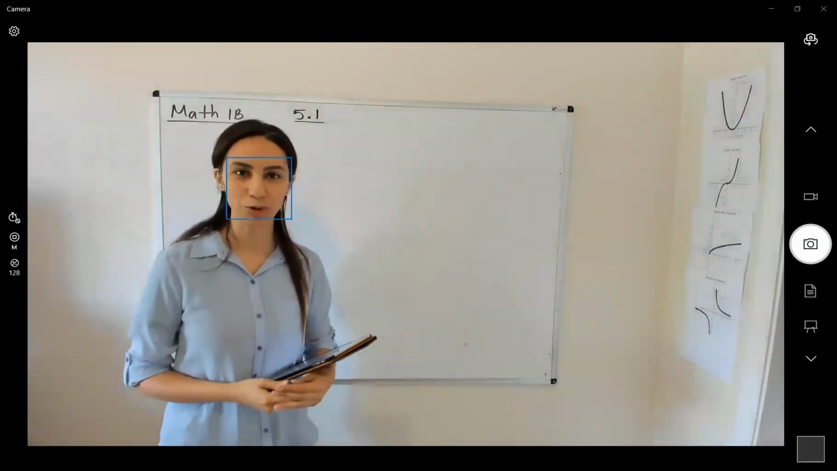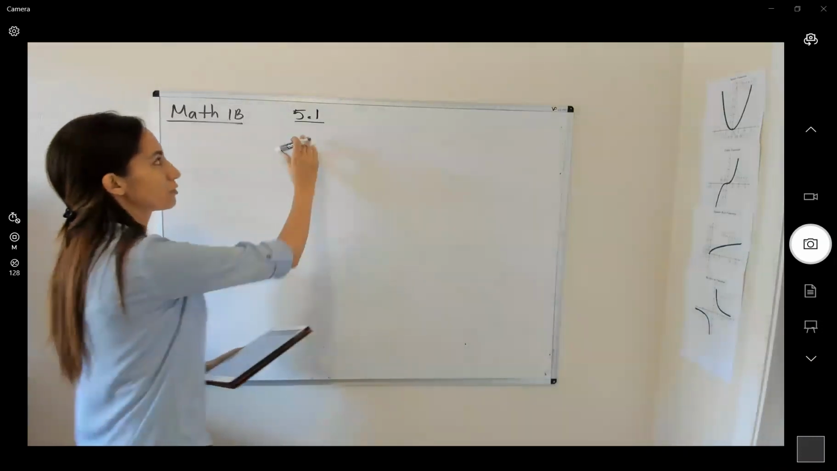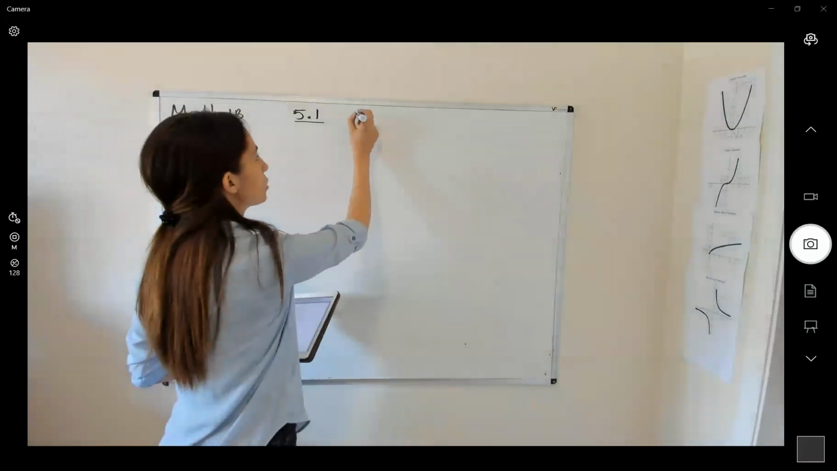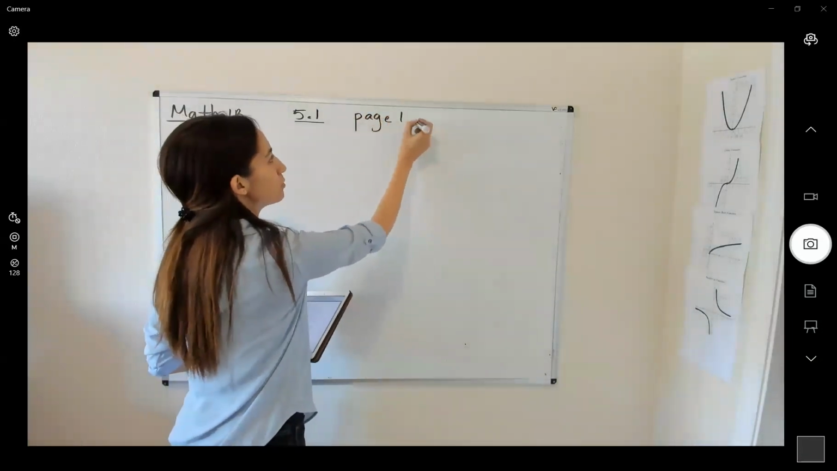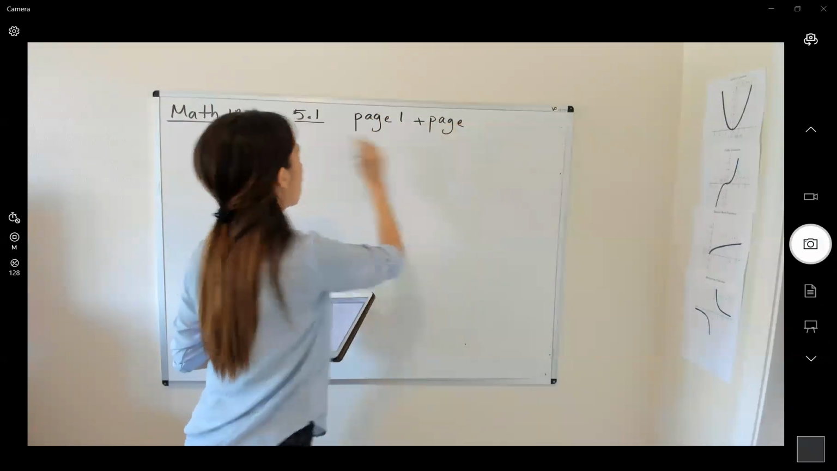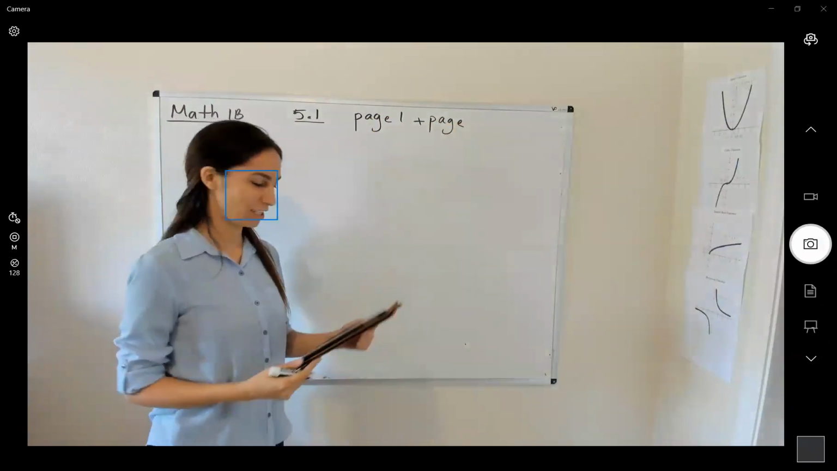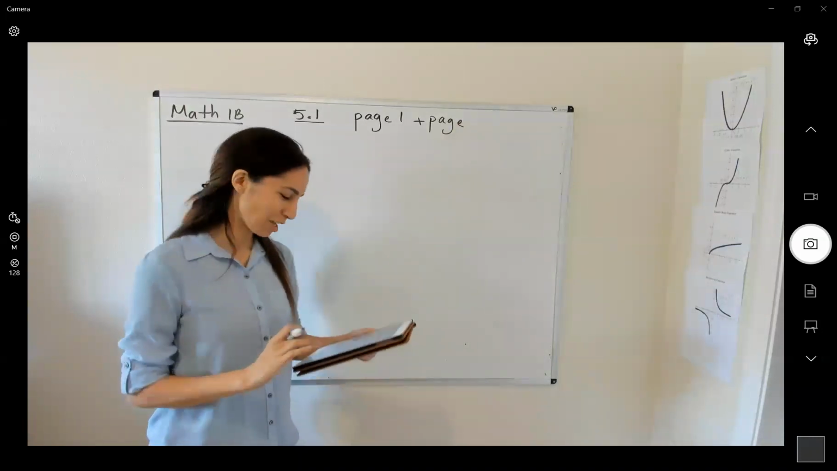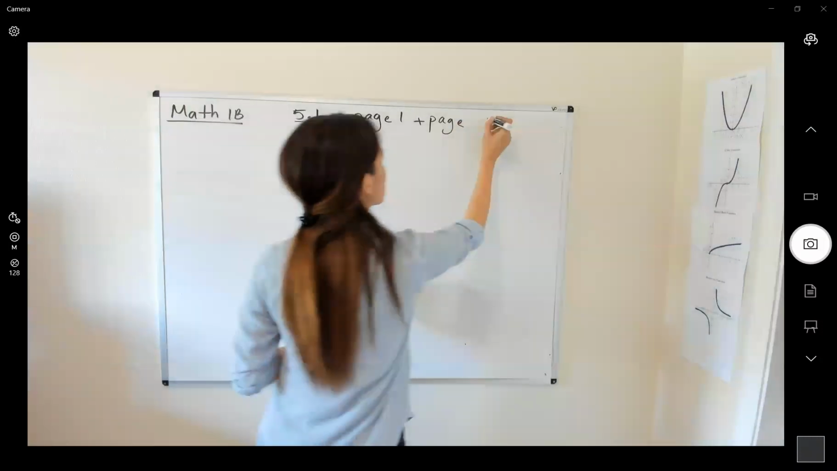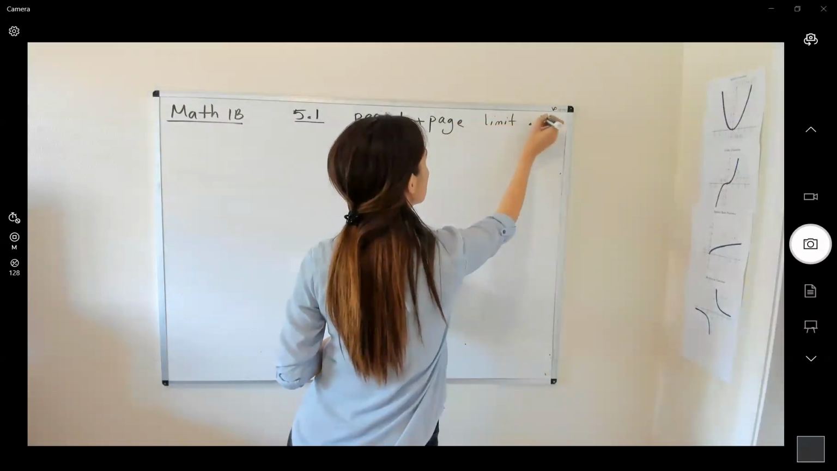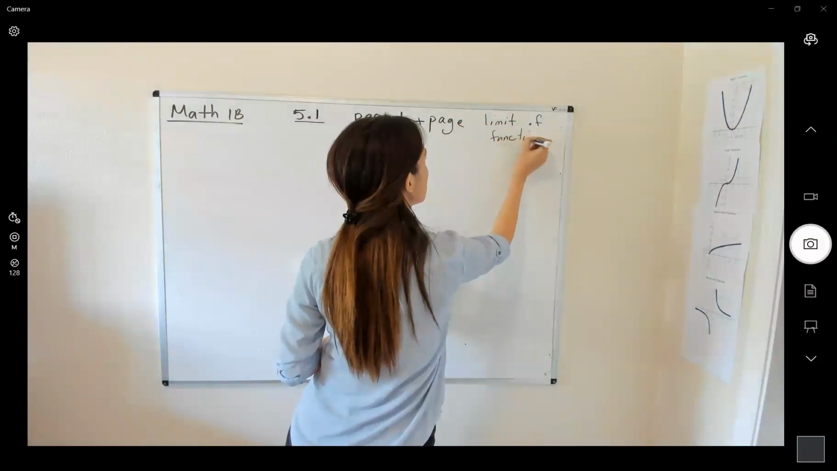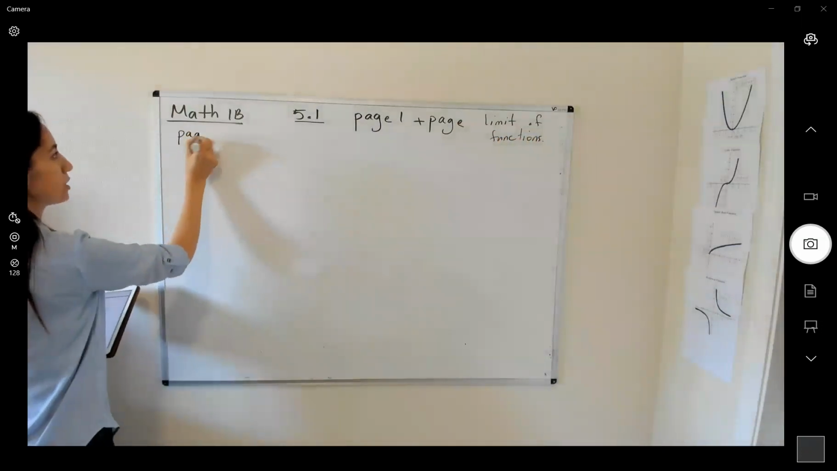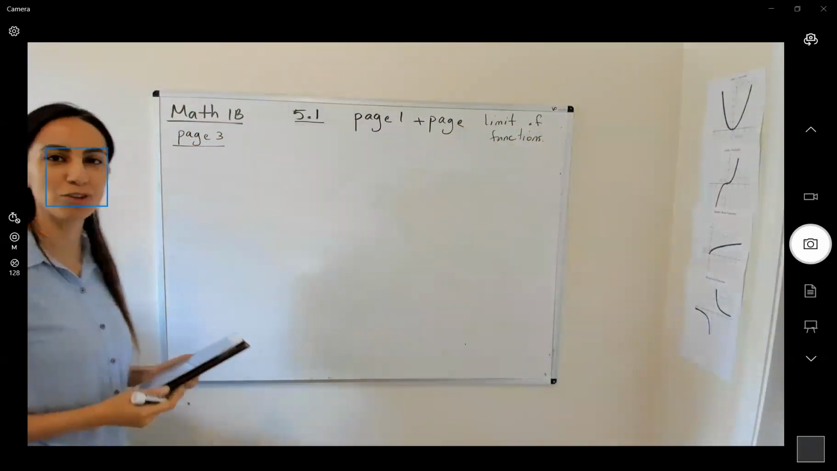So lecture notes are posted on Canvas. We're going to start on 5.1. On page 1 and page 2 of 5.1, you can see the important definitions and formulas, how to find a limit of functions.